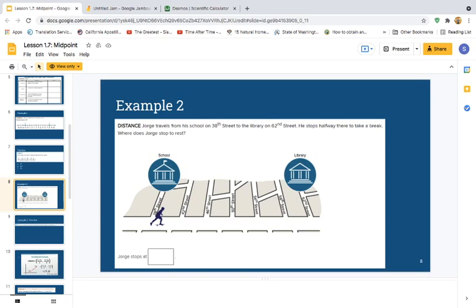Well, if he's at 38 and he's traveling to 62, halfway we can see is probably at about 50th Street, right? We have 1, 2, 3, and 1, 2, 3. So to me that looks like it's about 50th Street as the midpoint or the halfway point. Okay, pretty simple, not too bad.